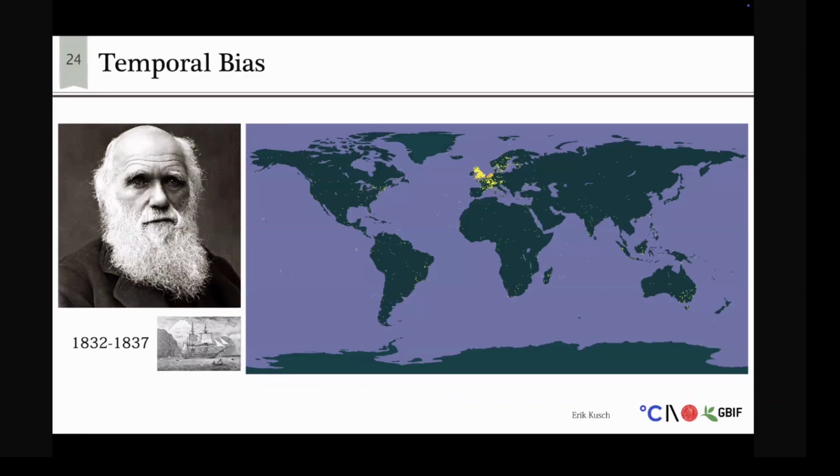We also have temporal biases within GBIF. You'll see here that in this 5-year window on Darwin's voyage, we do actually have data from back then that is available through GBIF. However, you can really see that only Great Britain and the Netherlands were really observed, because everyone was into their orchids at the time.